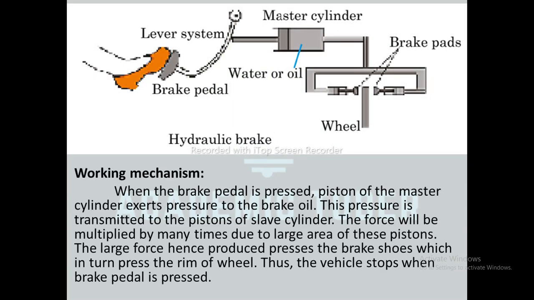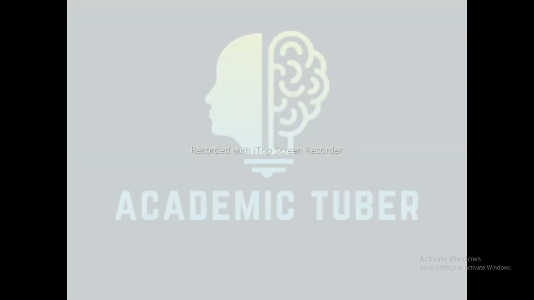Working mechanism. When the brake pedal is pressed, the piston of the master cylinder exerts pressure on the brake oil. This pressure is transmitted to the pistons of the slave cylinder. The force is multiplied many times due to the large area of these pistons. The large force hence presses the brake shoe, which in turn presses the rim of the vehicle. Thus, the vehicle stops when the brake pedal is pressed.